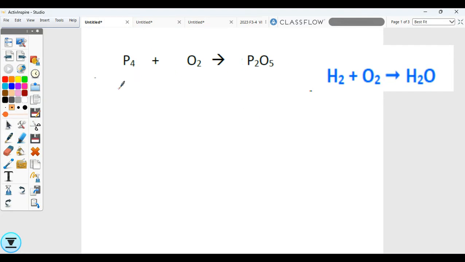So if we're looking at this one, it's a bit different. So if we're looking at P4, P4 means there are 4 P's in that molecule. And then we've got an O2 again. So O O. And then I form my product, which is going to be the P2. Now I can start counting that already because I've got P2, I've only got two P's, and then I've got 5 oxygens. So I need to do 1, 2, 3, 4, 5.